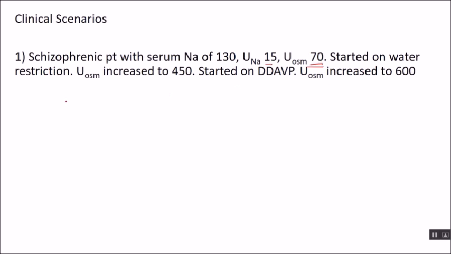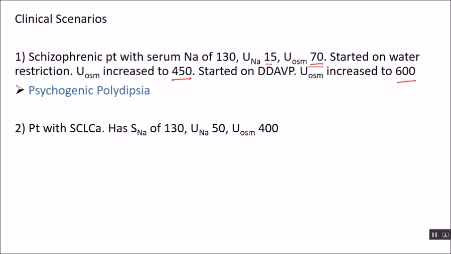The patient is started on water restriction, and the urine osmolality increases to 450, and started on DDAVP, and the urine osmolality increases to 600. So the answer here is that this is psychogenic polydipsia. Patient with small cell lung cancer, again, small cell lung cancer is associated with SIADH, has a serum sodium of 130, low serum sodium, and high urine osmolality and high urine sodium. This is consistent with SIADH, and the answer here is that this is SIADH.